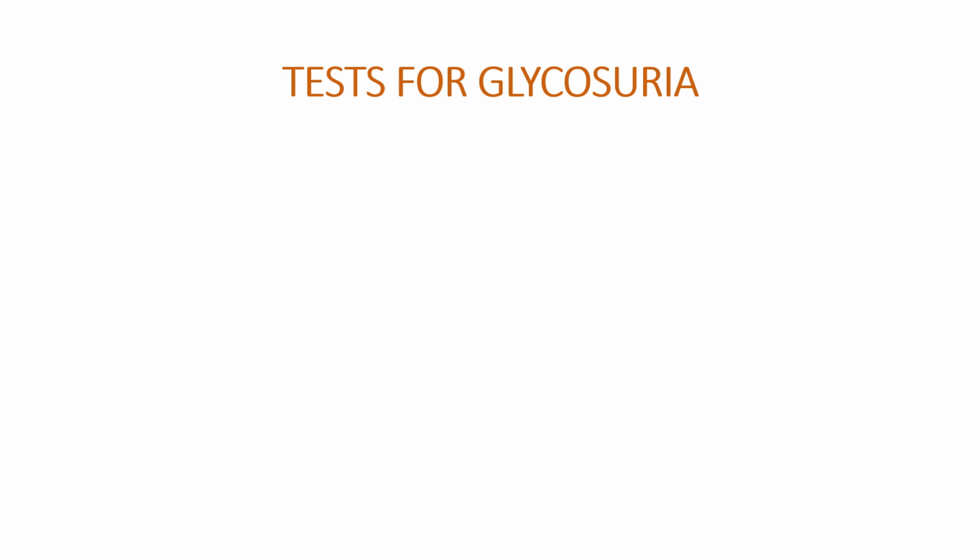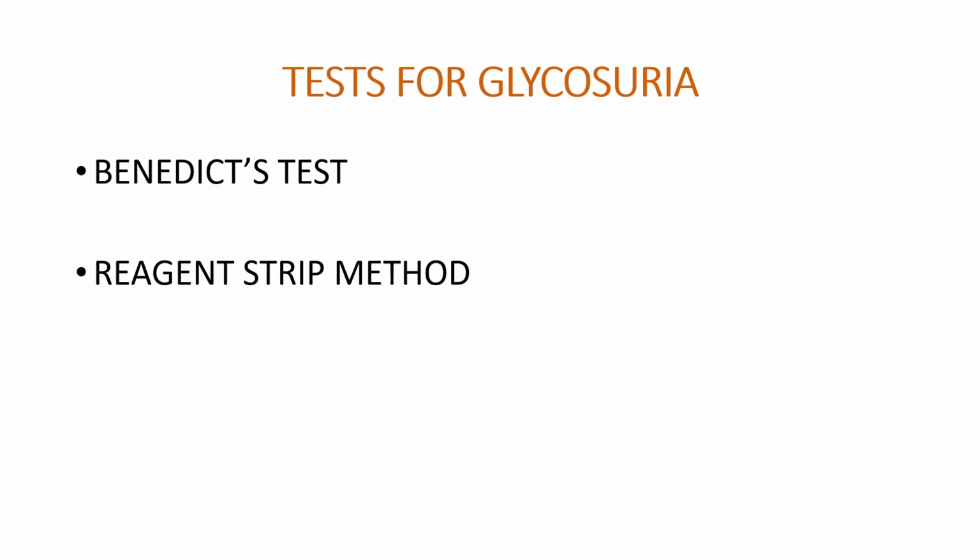So what are the tests for glycosuria? You all know there is a very famous test called the Benedict's test, and there is also one more test called the reagent strip method. One little suggestion is that the reagent strip method can be used for every other abnormal component in the urine. So whenever they ask you, can you name any other tests, you can always say reagent strip method. We'll talk about Benedict's test first, and I'll briefly tell you about reagent strip in a while.